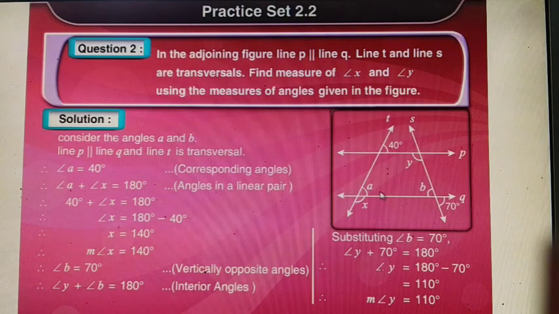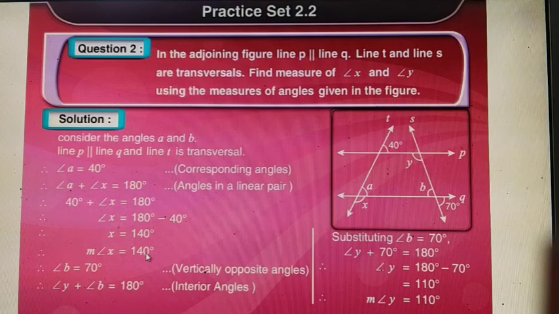Now this angle A and X are both forming a linear pair. Therefore if I add both of these, angle A and angle X, I will get 180 degrees. See, angle A plus angle X is equal to 180 degrees. The reason will be angles in a linear pair. Therefore angle A's value is 40 degrees. So in the place of angle A I will put 40 degrees plus angle X is equal to 180. Angle X is equal to 180 degrees minus 40. Angle X is equal to 140 degrees.